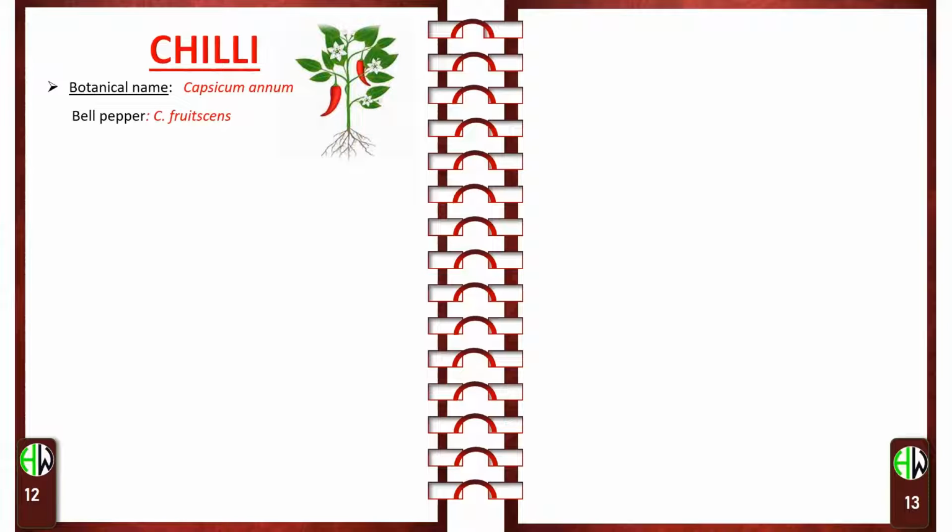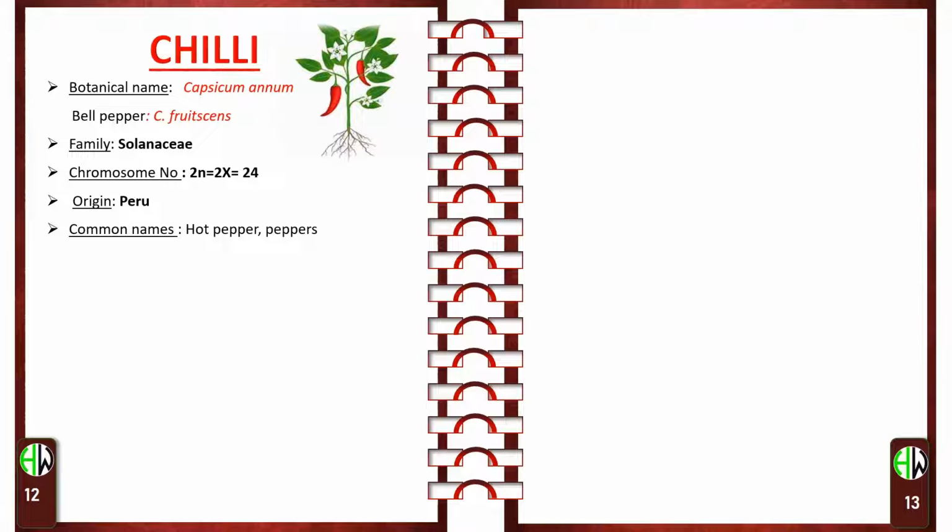Now, chili crop. Botanical name, Capsicum annuum. Bell pepper, C. frutescens. Family, Solanaceae. Chromosome number 2n = 2x = 24. Origin, Peru. Common names are hot pepper, peppers. Alkaloid, capsaicin, and red pigment, capsanthin.